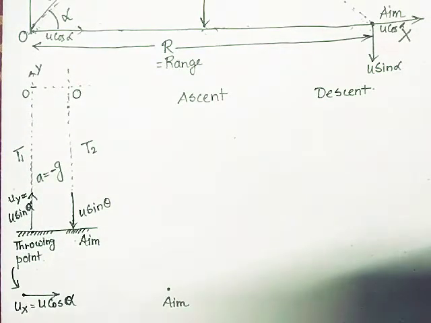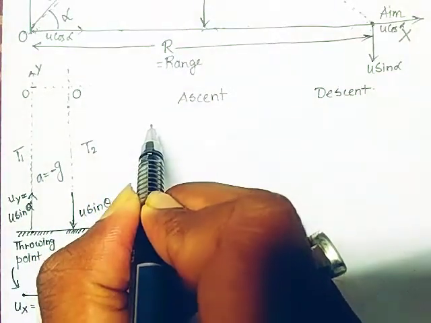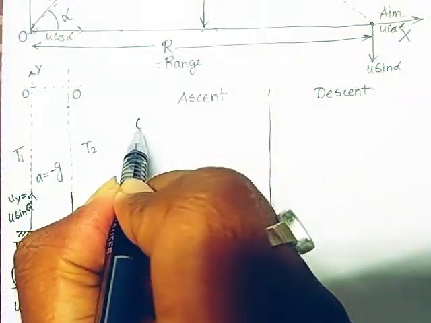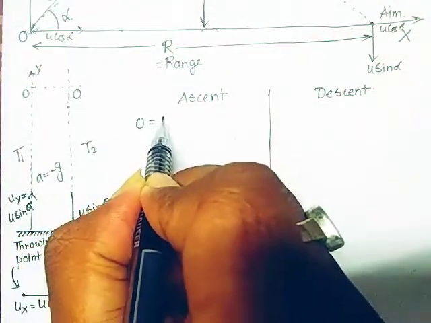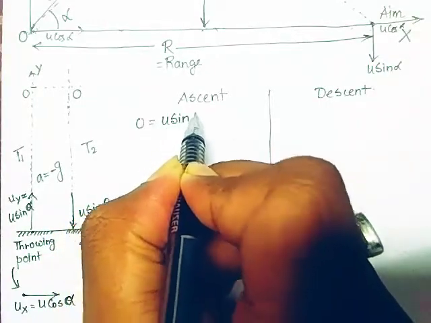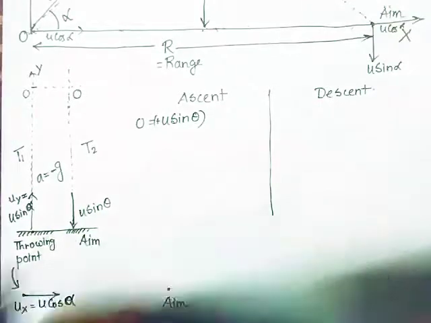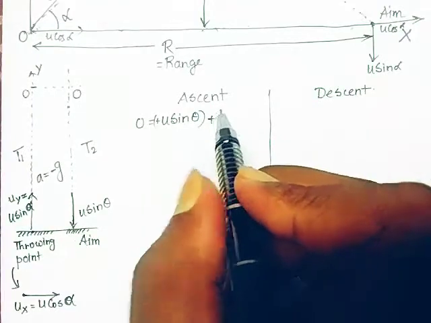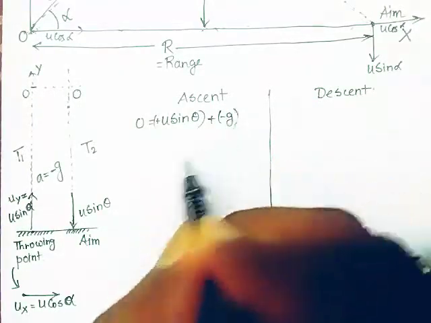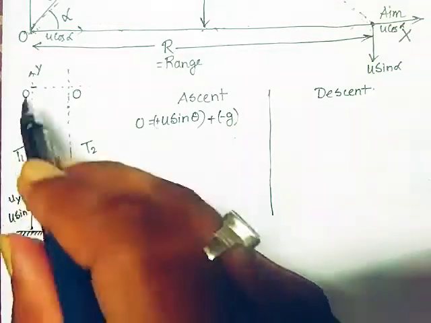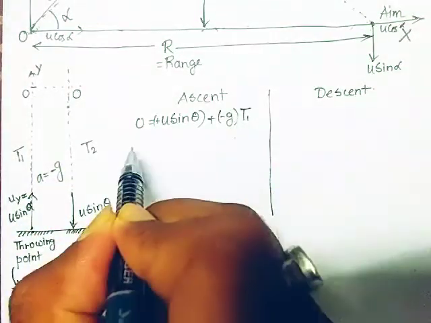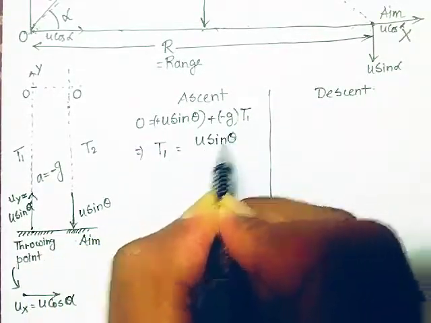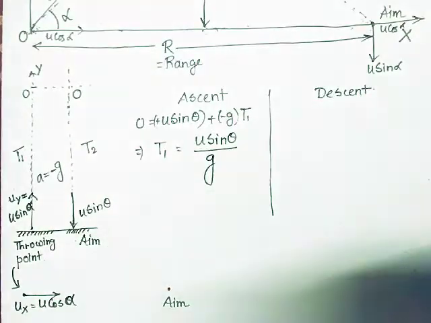For the time of ascent, I use v equal to u plus at, separating ascent and descent. Here v equals 0. The initial velocity is u sine theta, obviously positive because it is along the positive y-axis, plus at, where a is the acceleration, that is minus g. The time taken by the particle to reach from here to here is t1. So t1 is equal to u sine theta divided by g.